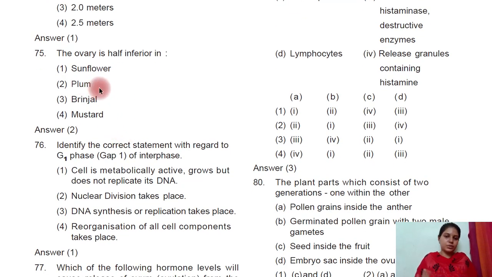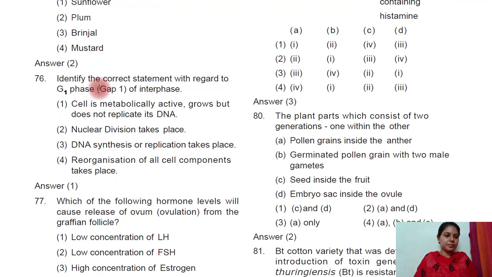So this is a direct question. Next, identify the correct statement with regard to the gap 1 phase of interphase. The cell is metabolically active, but you have to make sure that the DNA does not replicate. The replication is in the S phase. Then it goes from gap 1 on to gap 2. So here DNA will not replicate.